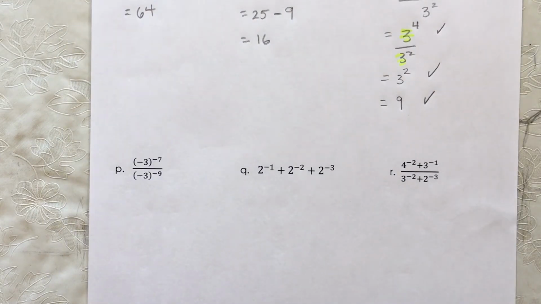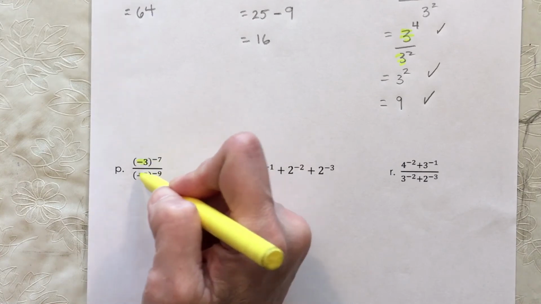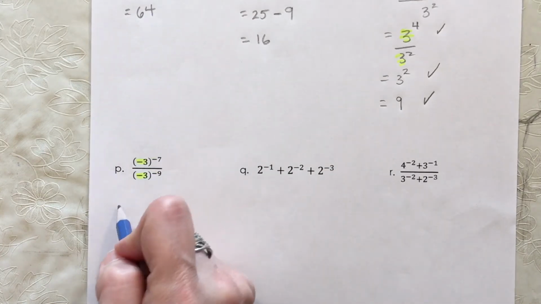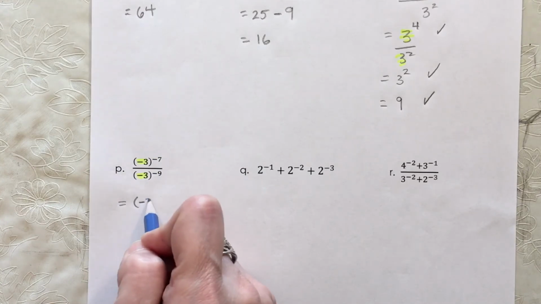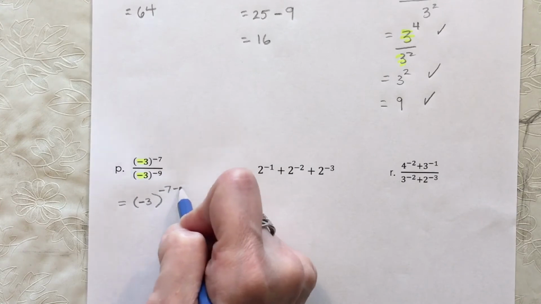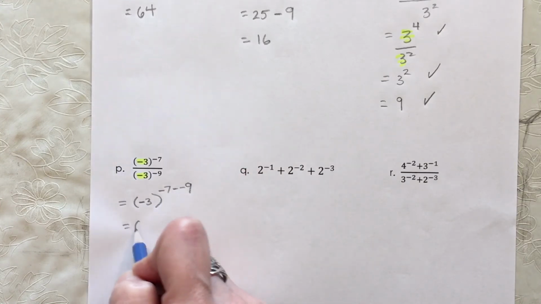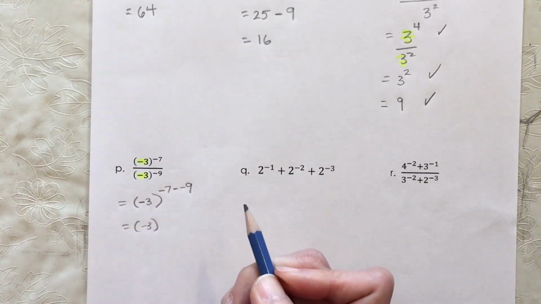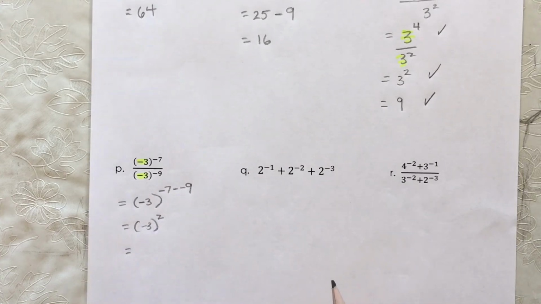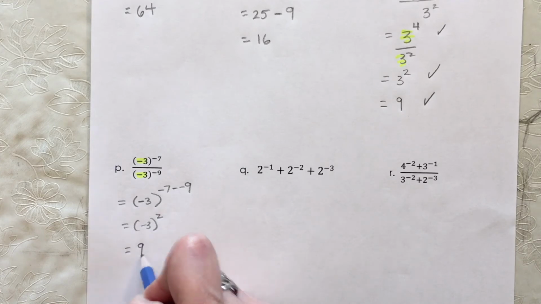P, so you can see the negative 3 is the same base, so we're dividing powers with the same base, so we're going to keep that same base in brackets negative 3, and subtract the exponents. Careful when you subtract a negative. So -7 minus -9 is +2. -3 squared, -3 times -3 is +9.